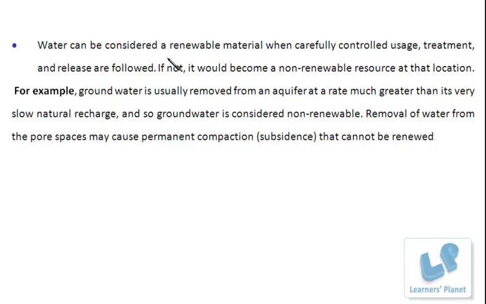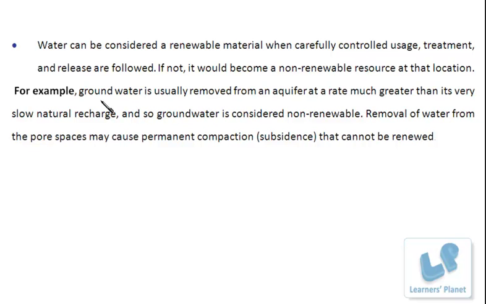Water can be considered a renewable material when carefully controlled usage, treatment, and release are followed. It is a renewable material, but it should be used in a controlled manner. It should be treated and released. So when there is a careful use of water, then it can be considered as a renewable material. If not, it would become a non-renewable resource at that location if it is not used carefully.